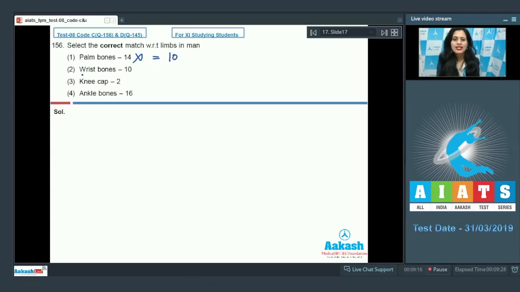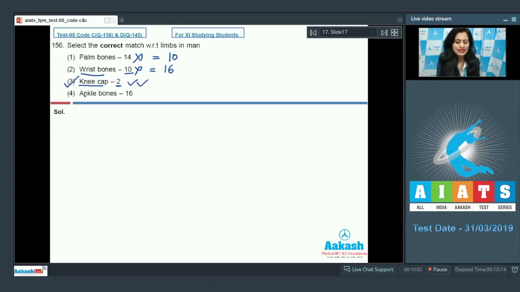The next option given is wrist bones, and the number is 10. As it is an incorrect option, this cannot be a correct answer to our question, because wrist bones or carpals are 8 in each forelimb. So there are a total of 16 carpals or wrist bones in a man. The next option given is kneecap, and the match is 2 in number. As it is a correct match, this is a correct answer to our question, because patella, which is also known as kneecap, is 1 in each hind limb, so this is a correct match.